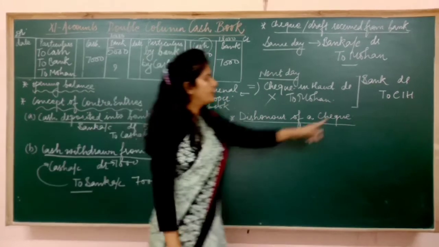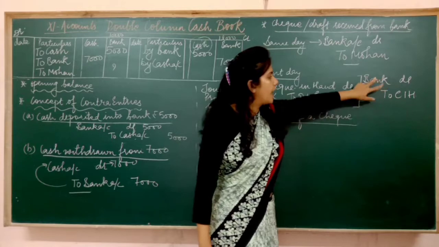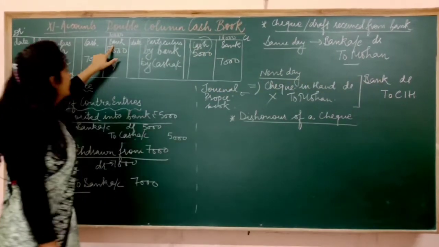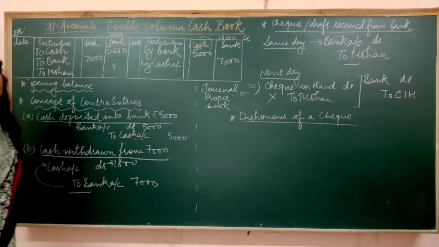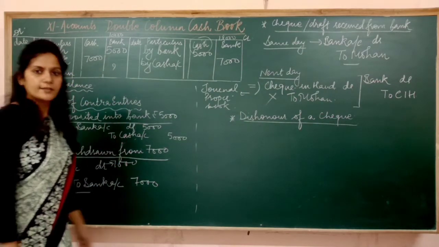But the next entry, bank account debited to checks in hand. Out of these two, you can see we are making a bank column here. So this transaction will be entered in the bank column here. I hope this point is clear.